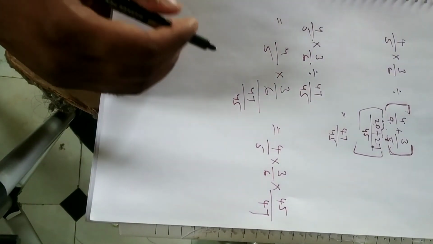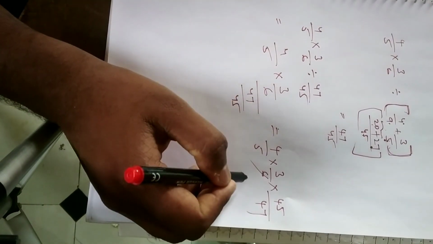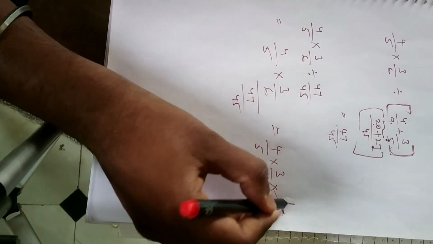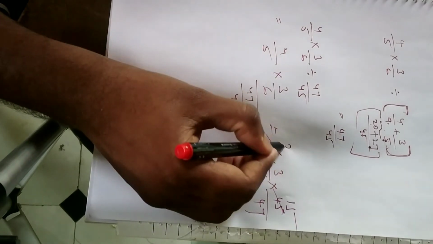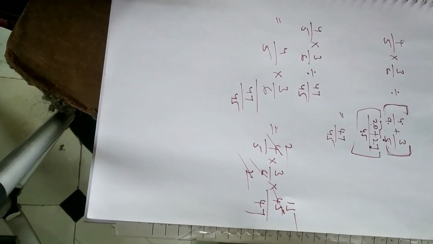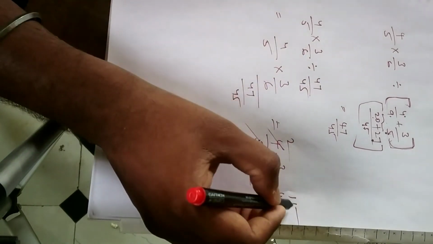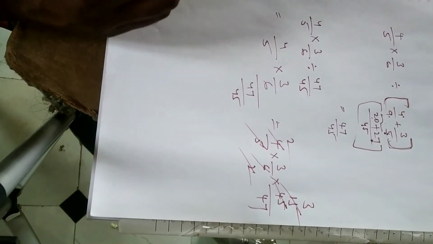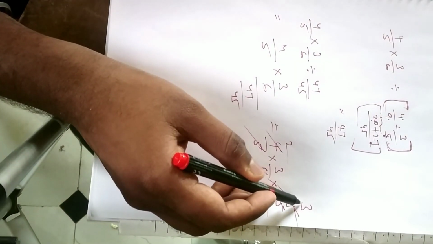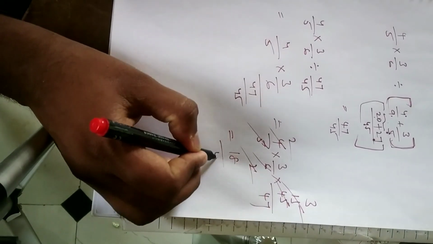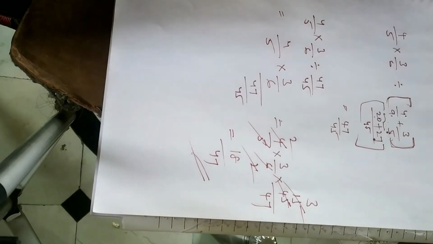Now the value is: 3 2s are 6, 3 15s are 45, 2 1s are 2, 2 2s are 4, right? 5 1s are 5, 5 3s are 15. It is like 2 into 3 is 6, 6 into 3 is 18, 18 by 47 is the final answer. I hope you understood.